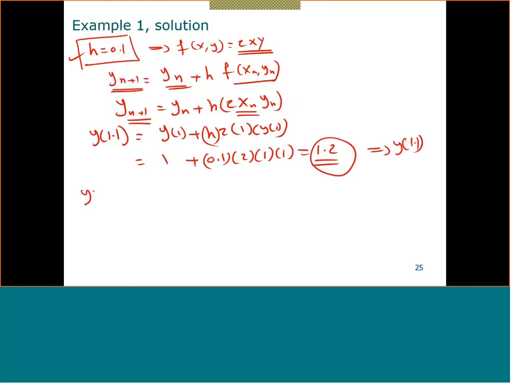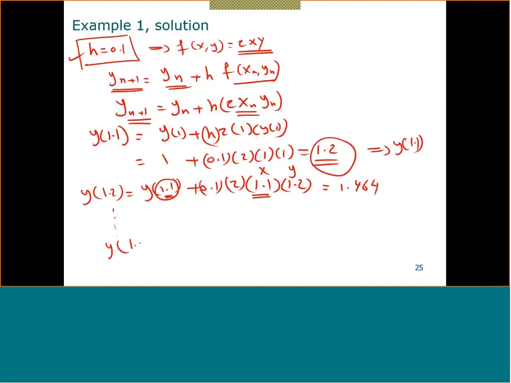What's next? I want to find y at 1.2, which is equal to y at 1.1. Now this is my initial condition, plus 0.1, which doesn't change, times 2 times the x, my x is 1.1 and my y is 1.2. This is your x and this is your y. So this is equal to 1.464. So I will keep going until I reach 1.5.